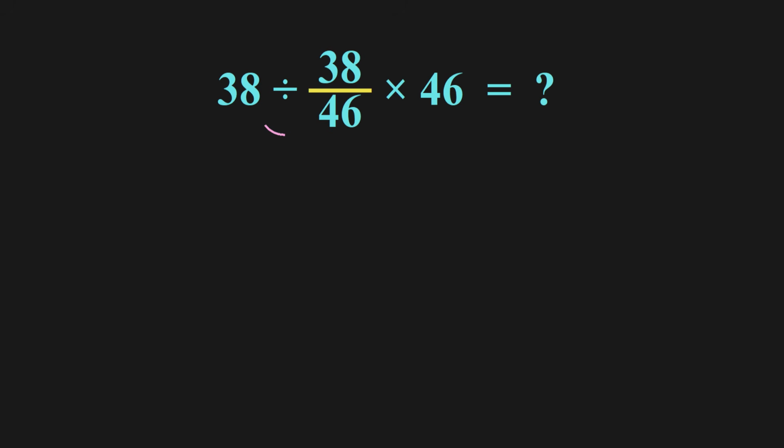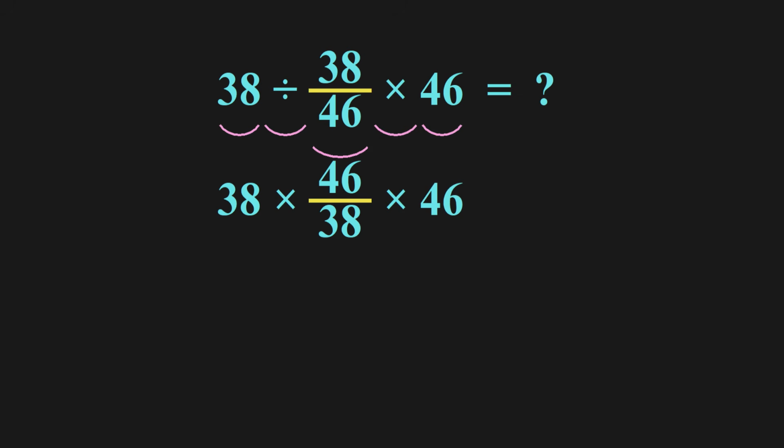So we have to do this division first, 38 divided by 38 over 46. To do this division, write down the 38, then change division to multiplication and flip this fraction to 46 over 38. And here again, we have times 46. Now we have this new problem.